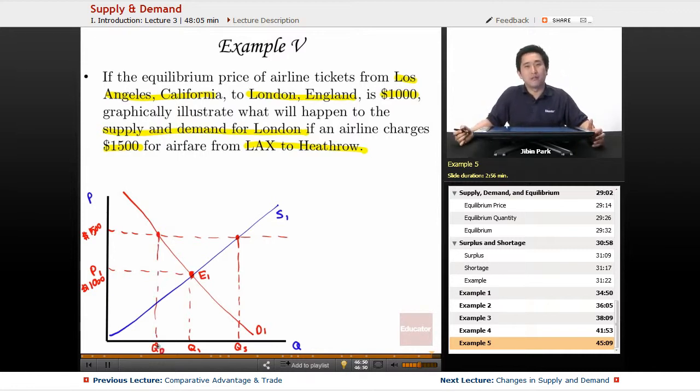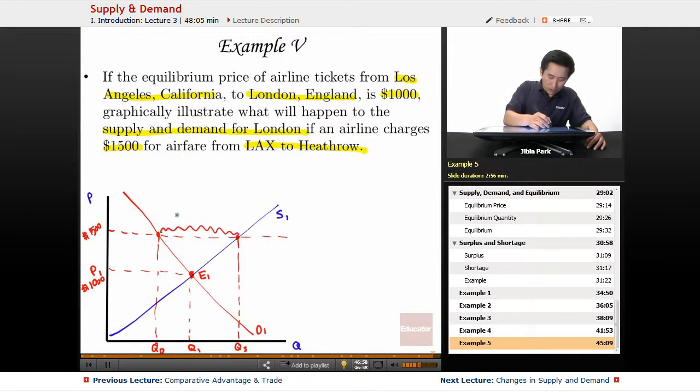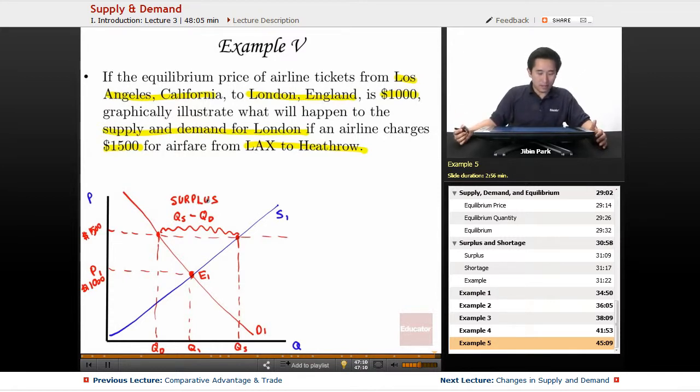So this is a dilemma of airlines. They generally know where the equilibrium price is, but if they charge too high of a price, then you're going to have a situation where the QS is greater than the QD, and that situation is going to be a surplus. So what's going to happen? You're going to have this chronic surplus with that higher price.